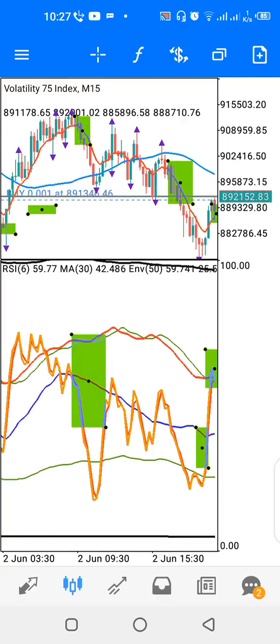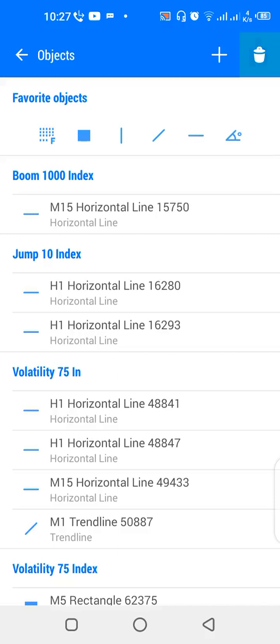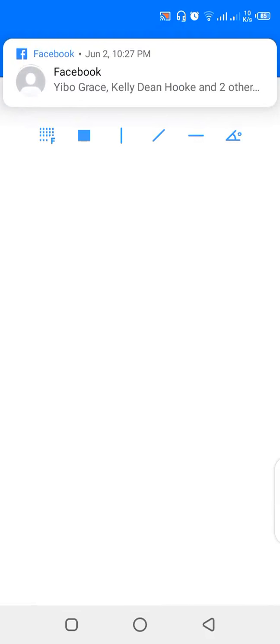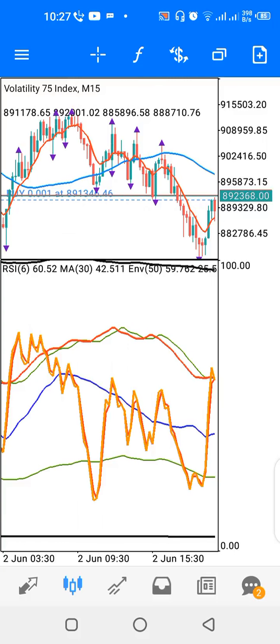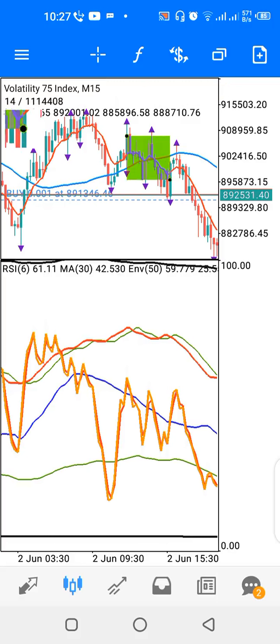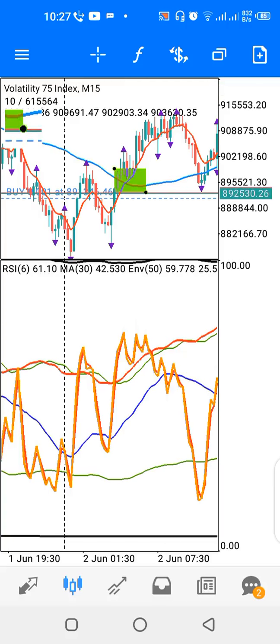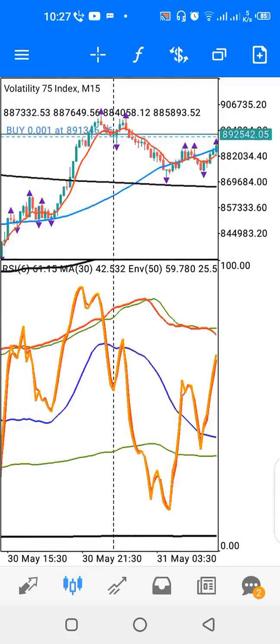If you look at the main charts, like I said, let me remove all the objects. Okay, going to 15 minutes time frame. If we go to 15 minutes time frame, when the red line cross down on the blue, that's your sell. When it cross up above the blue, that's your buy. But you have to look at the trend.